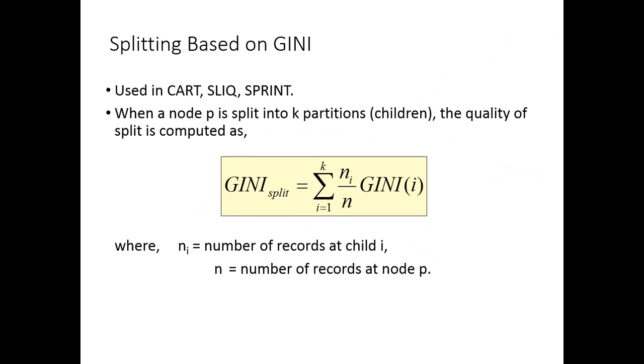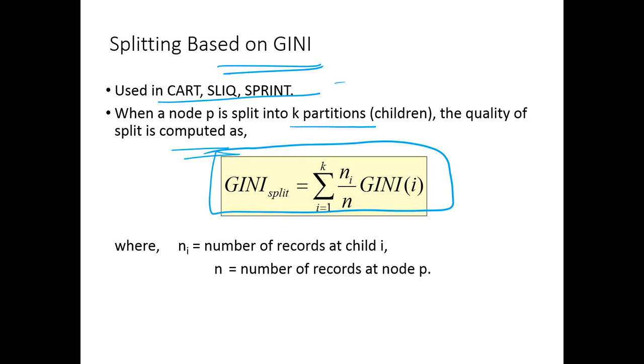So, splitting based on Gini. Based on Gini values, you can actually split. It's used in all such cases. When a node P is split into K partitions, the quality of the split is computed like this. This is just another formula to calculate the quality of the split, and that's one criterion used to find out the number of partitions.